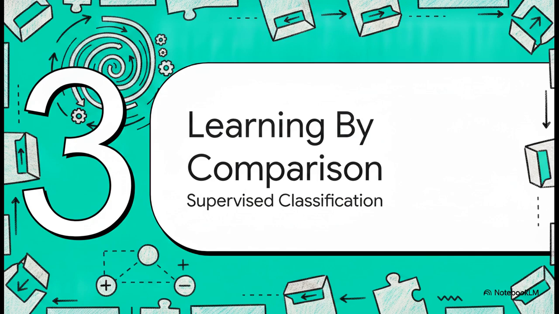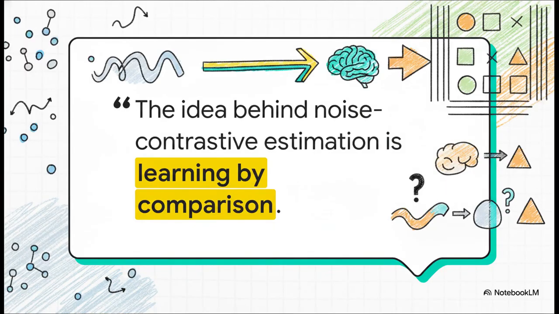How do we actually train this thing in practice? Well, the entire philosophy of the paper can really be boiled down to this one brilliant, highly digestible thought. The idea behind noise contrastive estimation is learning by comparison. They essentially mapped a really difficult unsupervised learning problem directly into a straightforward supervised classification problem.